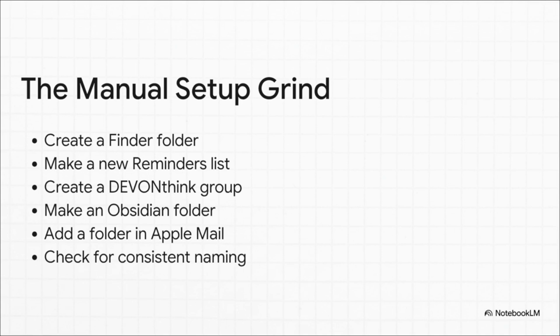I bet this list looks painfully familiar. You've got to make a folder in Finder, then a new to-do list in Reminders, a group for research in DEVONthink, another folder in Obsidian, and on and on. Each little step is another decision, another chance for a mistake. Did you name them all exactly the same? This whole manual grind isn't just boring, it's practically designed to create inconsistency and mental drag.